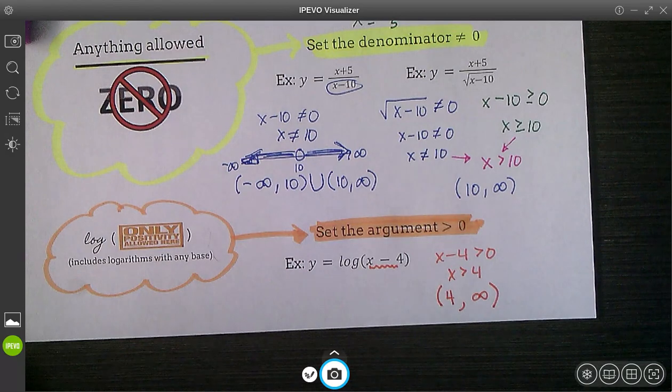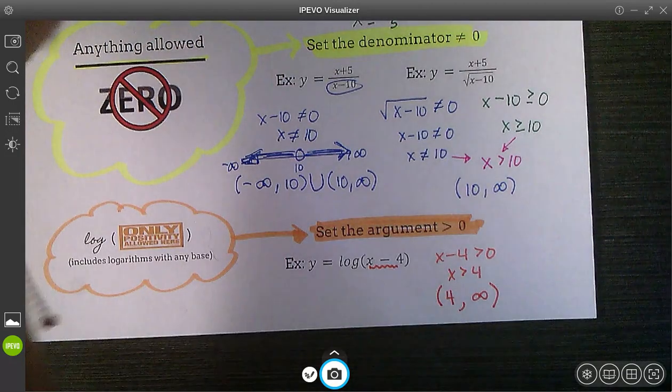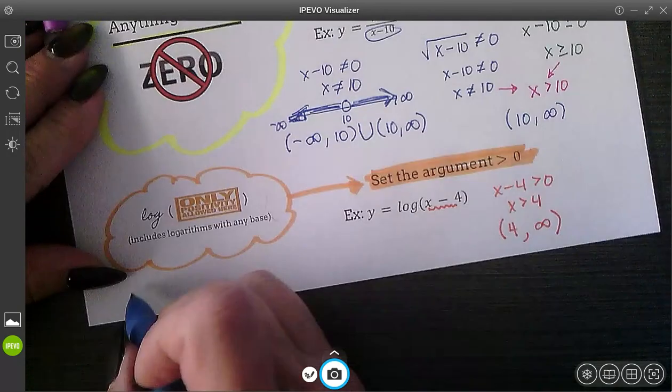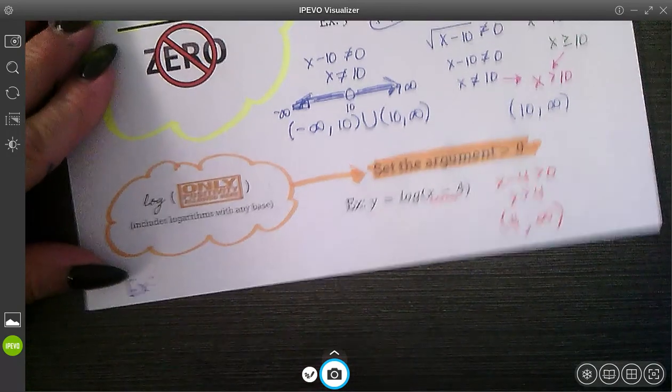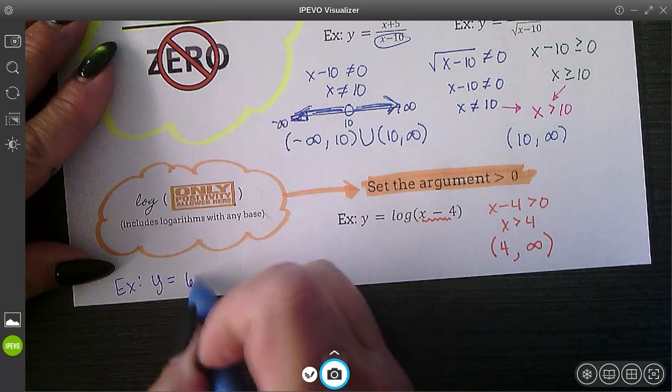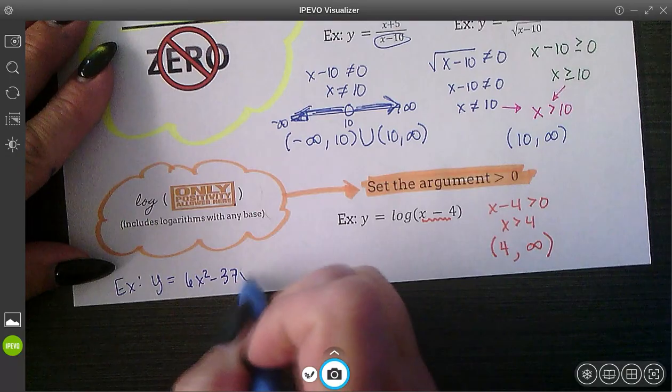Domain is not as complicated as you might think that it is. You just have to follow these guidelines, and then if it doesn't have one of these things, then its domain is going to be all real numbers. So if I gave you another example and I said, find the domain for y equals 6x squared minus 37x plus 8.